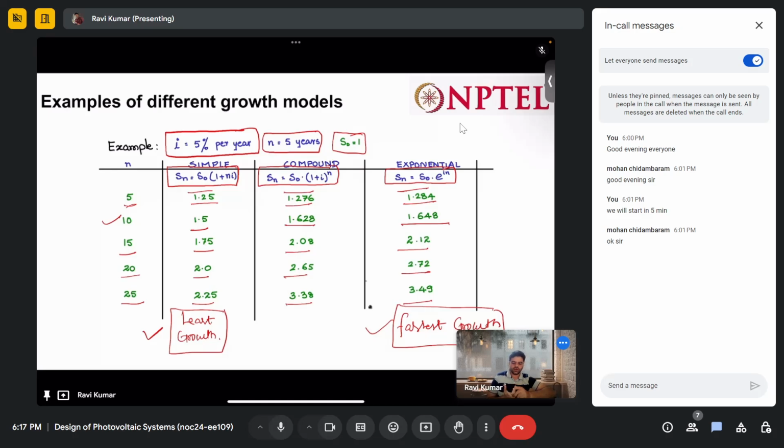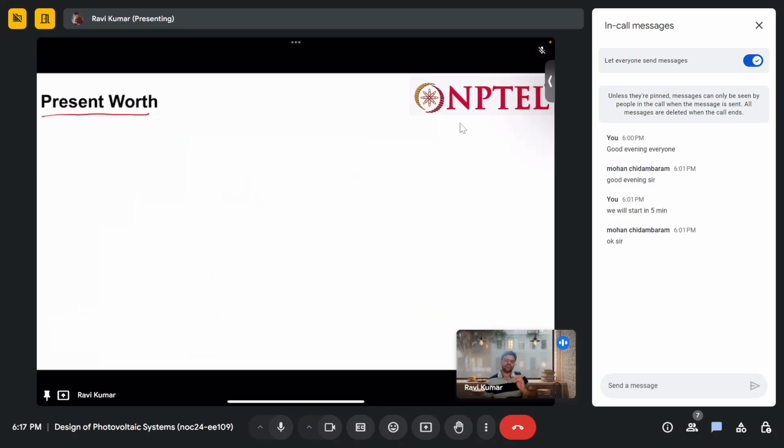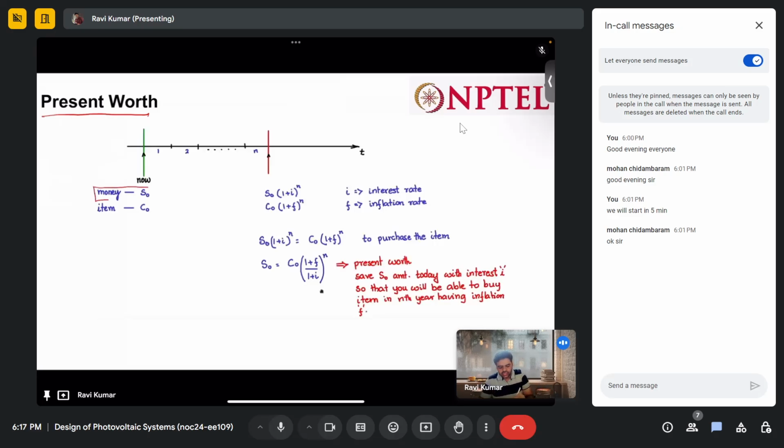So first, for this we need to understand what is the present worth of anything which we need to consider after some time. Let's say we have some amount S naught, that is the money. We have some item costing C naught today. That is the cost today, that is the amount today.